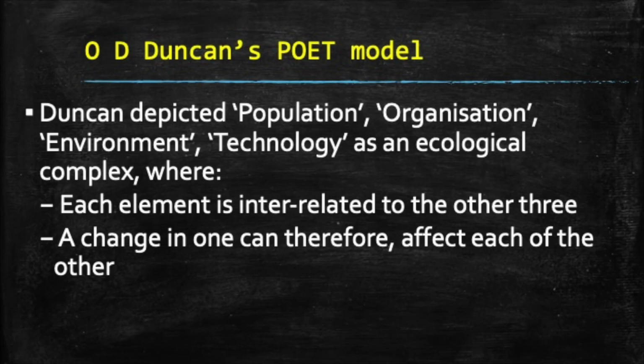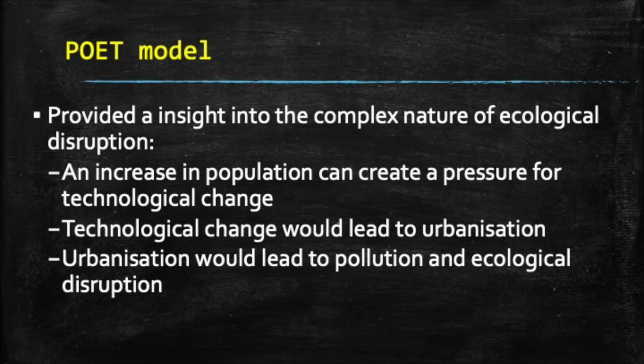Then we come to O.D. Duncan's POET model. In fact, we have already discussed this model. O.D. Duncan's POET model also provides an ecological explanation of environmental degradation. Duncan depicted these four elements of the ecological complex as population, organization, environment and technology. Duncan was of the opinion that in the ecological complex, these four elements are interrelated with each other. So, each element is interrelated to the other, and a change in one factor can lead to change in the other factor. So, this model by O.D. Duncan provided an insight into the complex nature of ecological disruption.